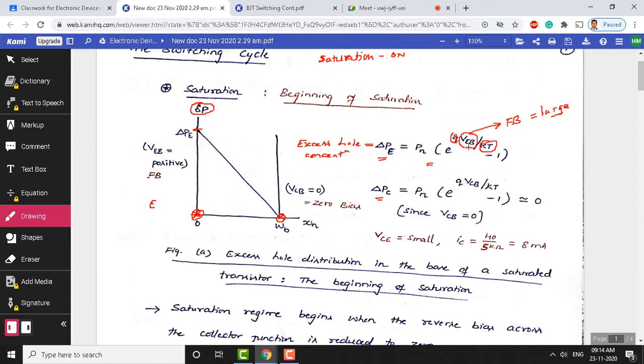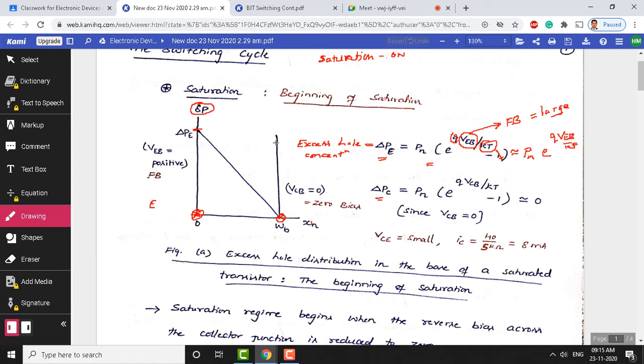Since it is forward biased, VB is a large value, and e to the power of a large value is very large again. The 1 can be neglected when we compare it with the exponential value. So approximately this equation becomes Pn times e to the power of qVB by kT. The 1 can be neglected because the exponential itself becomes very large.